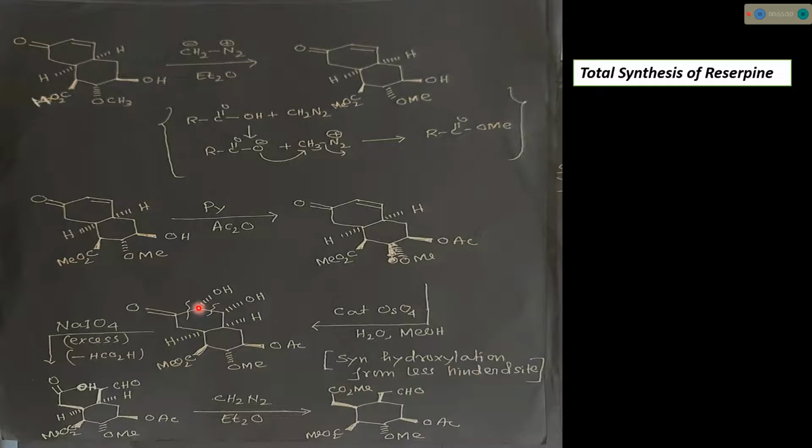Since this is CH2OH, in this case only a C-C bond is there, not O. So in this case this bond will not break. Oxidative cleavage occurs between a bond where the carbon is connected with an oxygen atom. In this case OH is there, a 1,2-diol. In this case C double bond O is there. So if we use excess NaIO4, it will cleave this bond.